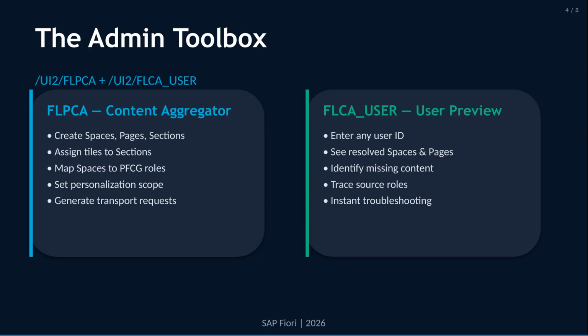Second, /UI2/FLCA_user. This tool lets you preview exactly what an end user sees based on their role assignments. It is invaluable for troubleshooting. When a user says, "I cannot find my app," you open FLCA user, enter their user ID, and immediately see their resolved spaces and pages. No more guessing which catalog or target mapping is missing.